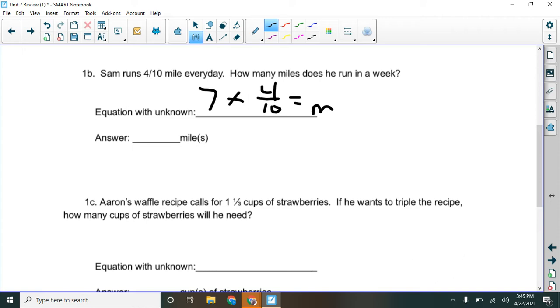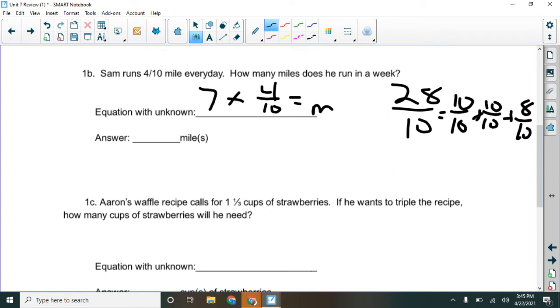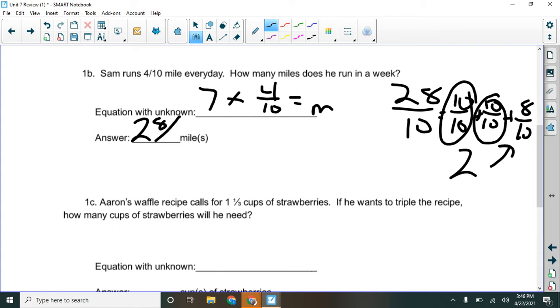Okay, 7 times 4 is 28, so 28/10. How many 10s are in 28, right? 2. Another way to think about this is 28/10 is 10/10 plus 10/10 plus 8/10. So here's a whole and here's a whole. 2 and 8/10. Now, if you reduced that further and said 2 and 4/5, that works too.